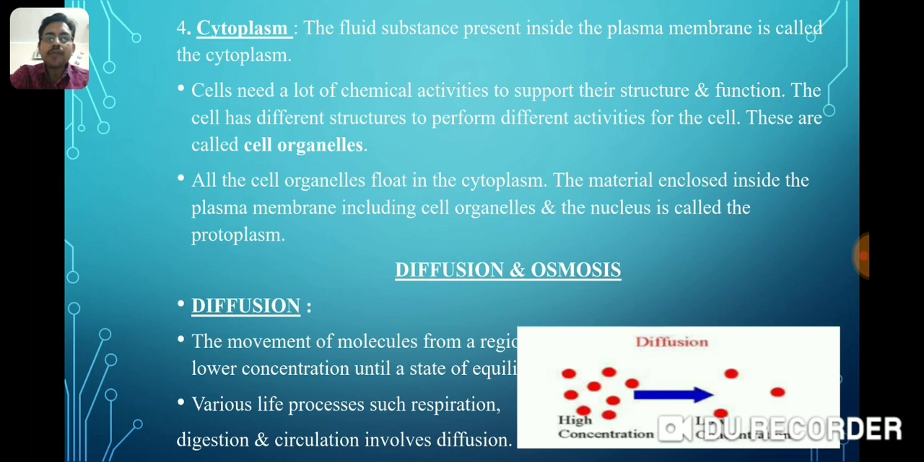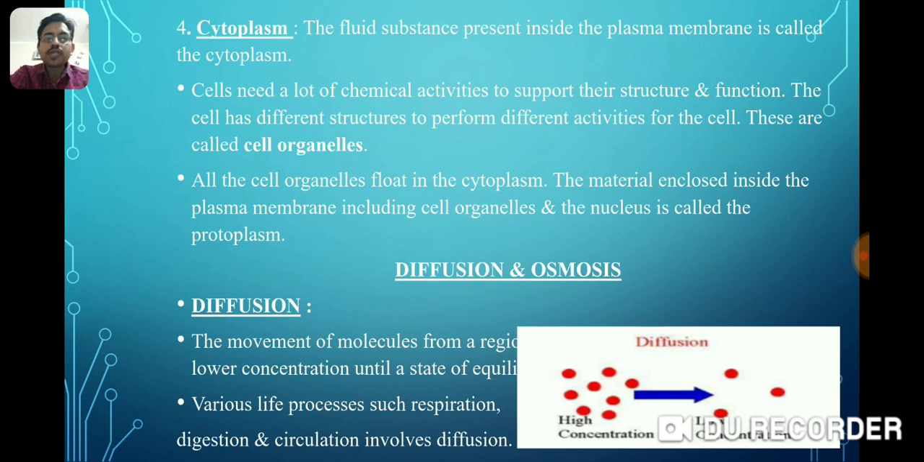Cells need a lot of chemical activities to support their structure and function. The cell has different structures to perform different activities for the cell. These membrane bound little structures present in the cytoplasm are called cell organelles. All the cell organelles float in the cytoplasm. The material enclosed inside the plasma membrane, including cell organelles and the nucleus, is called the protoplasm.